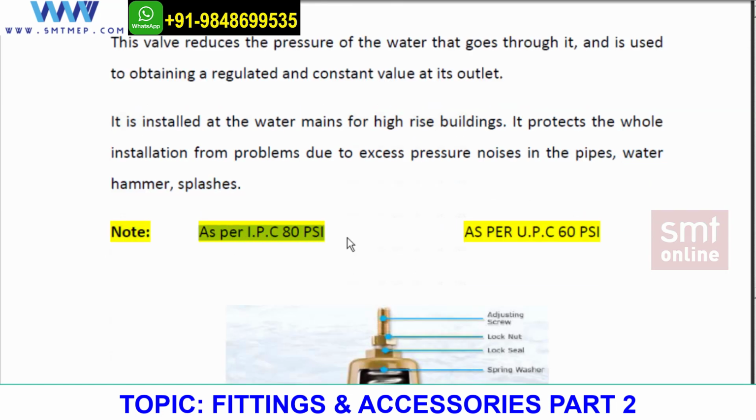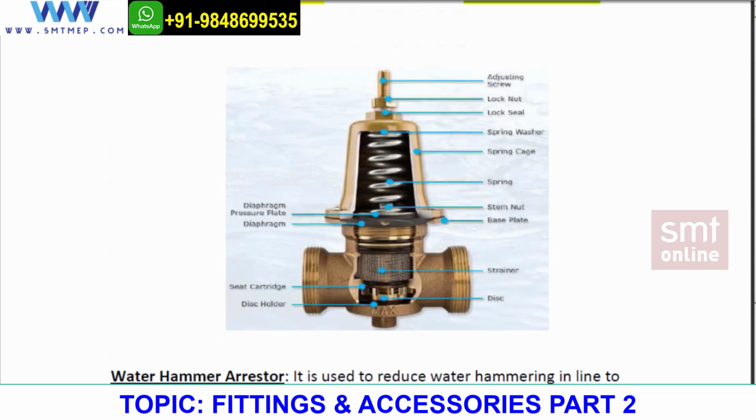Now, as per IPC, if you search in IPC, it's been clearly said that if you have 80 psi, there should be one water hammer arrestor. It has been clearly said over there. Now, as per UPC, they believe this: if in the main riser or water main the pressure exceeds 60 psi, there should be one pressure reducing valve installed over there.